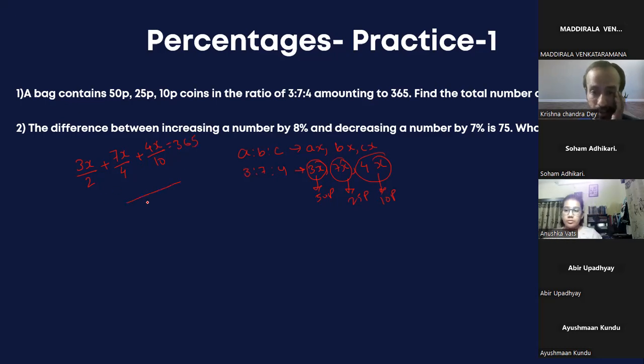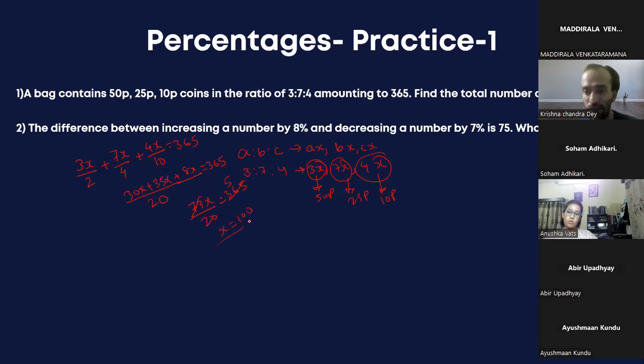Now, if I take the LCM, it will be 20. 20 divided by 2 is 10, so 10 times 3x is 30x. 20 divided by 4 is 5, so 35x plus 8x is equal to 365. So this will add up to 30, 65, 73x by 20 is equal to 365. 73 and 365 will get cancelled, and 5x comes out to be 100.